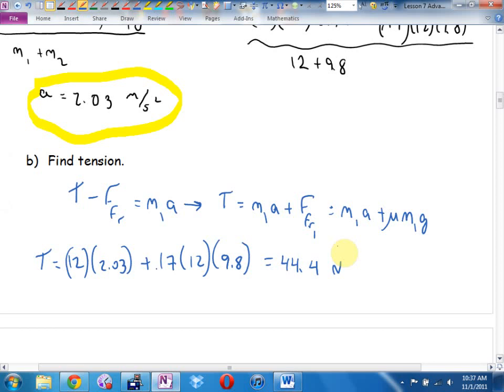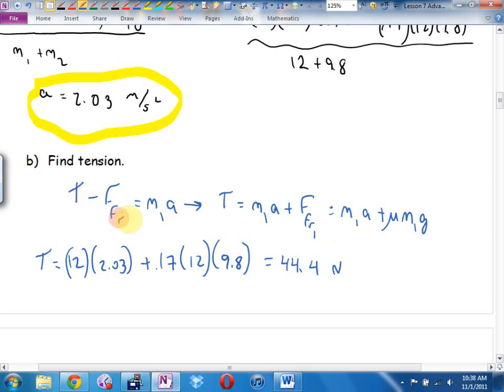Stop. How else could I make this nasty? So look at the question that I gave you. What if instead I gave you tension and mass 1? Could you use tension and mass 1 to find the acceleration?